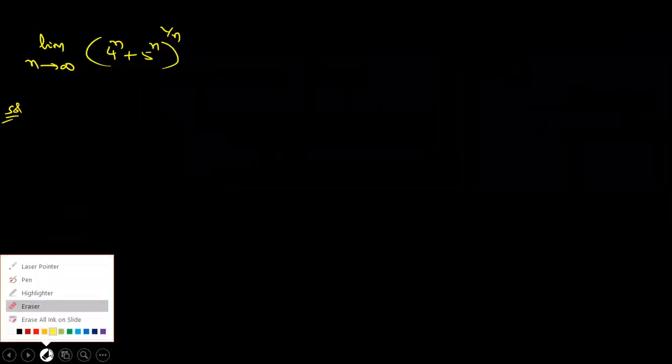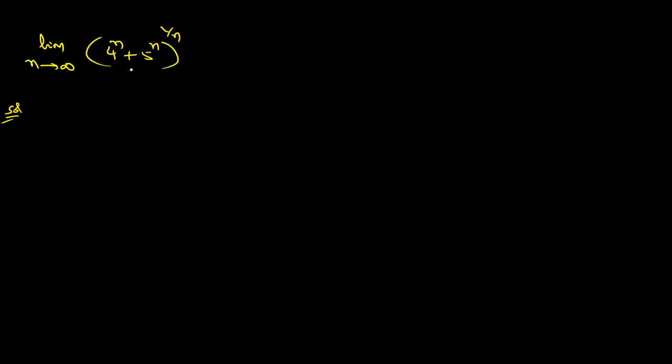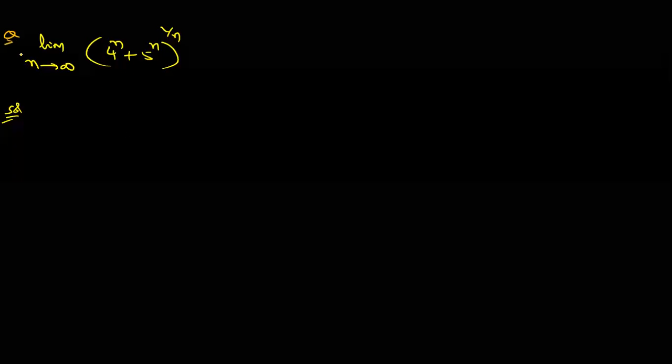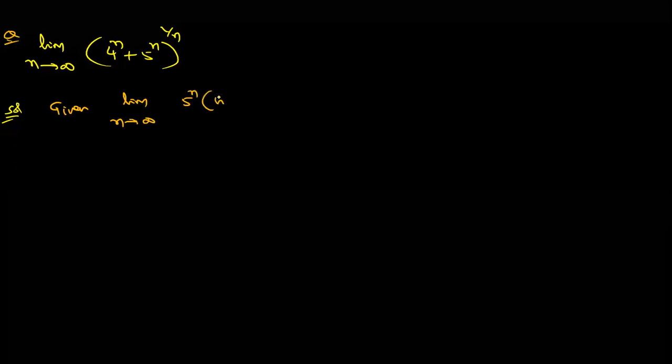How to solve this type of problem? What to do? So in this case, which one is the biggest number, dear students? Verify that one. Given limit n tends to infinity, take 5 power n outside: 4 by 5, whole power n, plus 1, whole power 1 by n.